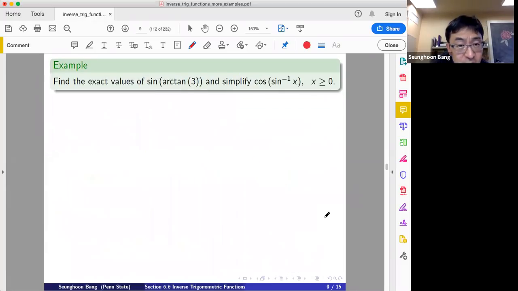Find the exact value of sine of arctangent of 3, and simplify cosine of inverse sine of x, where x is greater than or equal to 0. So let me see. How can you solve this kind of problem? It is better to follow step by step. Here, we don't know the arctangent of 3. So you can write the arctangent.